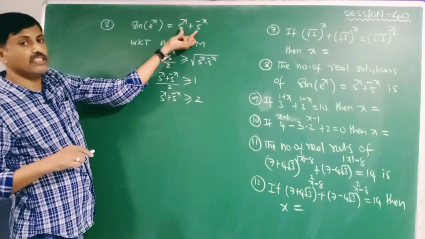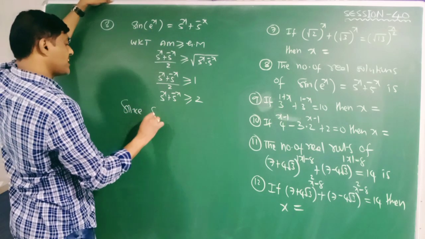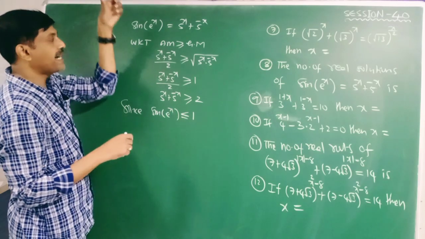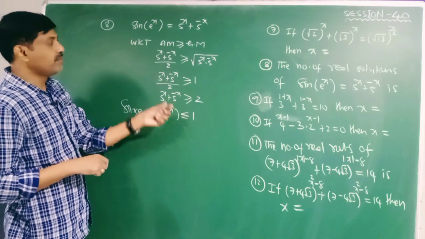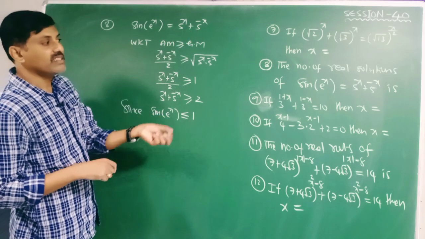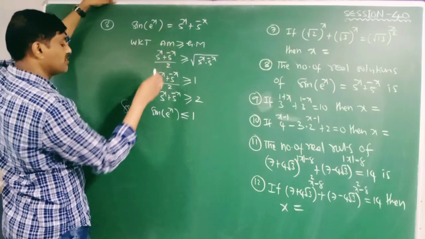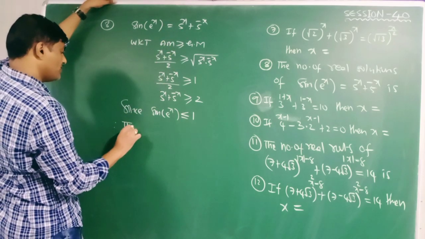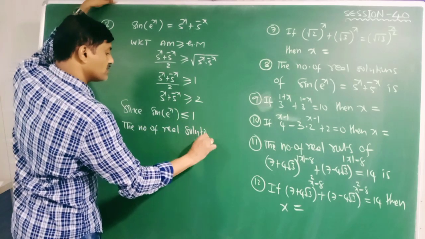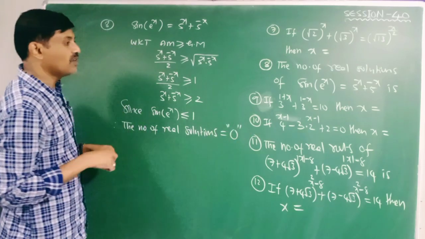This quantity is more than 2, but sin of e power x is clearly less than or equal to 1. You know very well the maximum value of sin theta is 1, but this is less than or equal to 1 and this is greater than or equal to 2. In this case the number of real solutions is always 0, because these two are never equal. Therefore the number of real solutions is equal to 0.